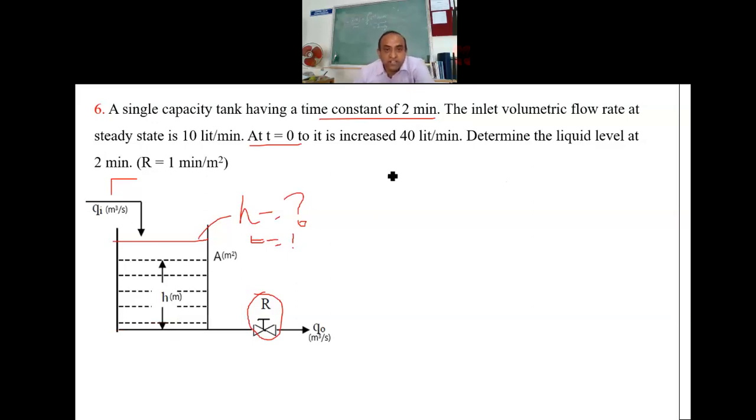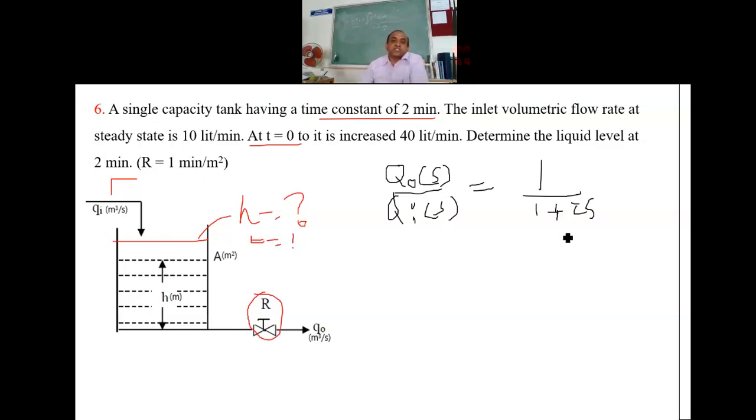You know the transfer function of a tank. What is the transfer function of a tank? Do you remember? It is Q naught of S divided by Qi of S equals 1 divided by 1 plus tau s. This is the transfer function for this particular tank. If you open the derivation and check, you have got this transfer function there.